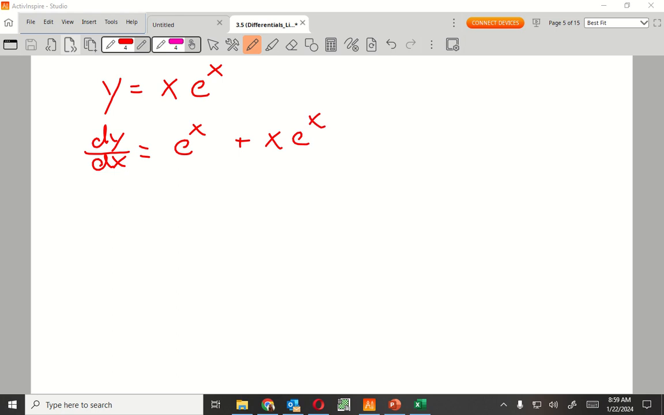Again. And so from here, dy dx, what I'm going to do is multiply both sides by dx. So it's going to turn into dy equals the quantity e to the x plus x e to the x, dx. This is going to come into play a lot coming up here soon when we do antiderivatives.